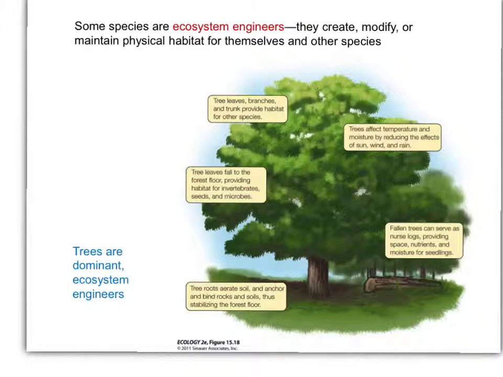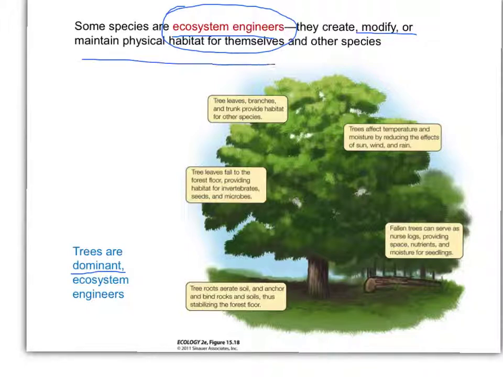Another categorization of species that are important in ecosystems are what are known as ecosystem engineers. Those kinds of species in this category may also be dominant species like trees, or they may also be keystone species like beavers. But engineers are those species that can create, modify, or maintain physical habitat for themselves and other species. What do we mean by this?